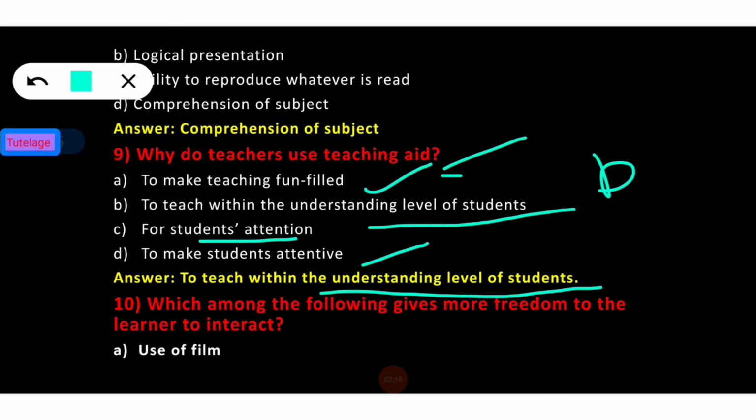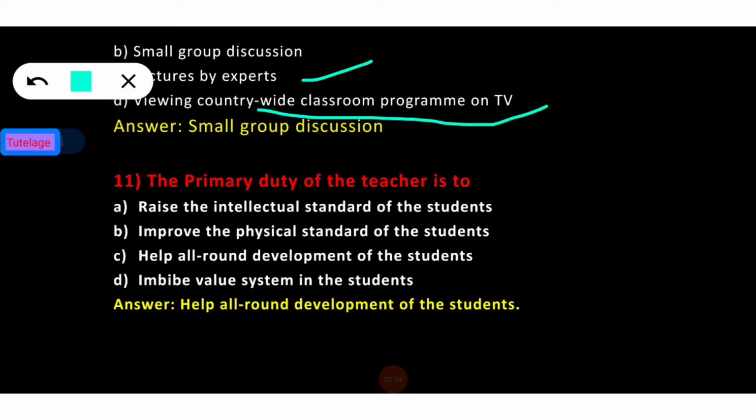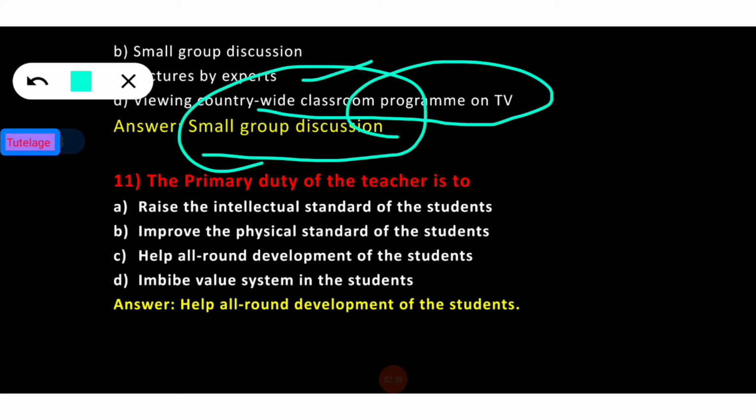Which among the following gives more freedom to the learner to interact? The first option is use of film. The second option, small group discussion. The third option is lectures by experts and viewing countrywide classroom program on TV. So small group discussion is the correct answer. Option B is the correct answer, which gives more freedom to the learner in a classroom.